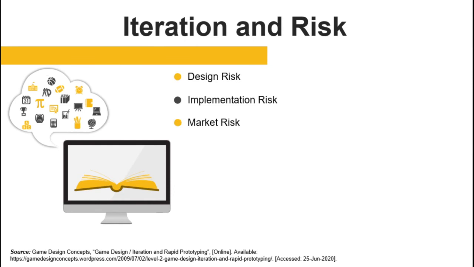Now let's talk about iteration and risk. Games have many kinds of risk associated with them. There is design risk, which is the risk that the game will not be fun and people won't like it. There is implementation risk, the possibility that the development team will not be able to build the game at all, even if the rules are solid. There is market risk, the chance that the game will be wonderful and no one will buy it anyway. The purpose of iteration is to lower design risk.